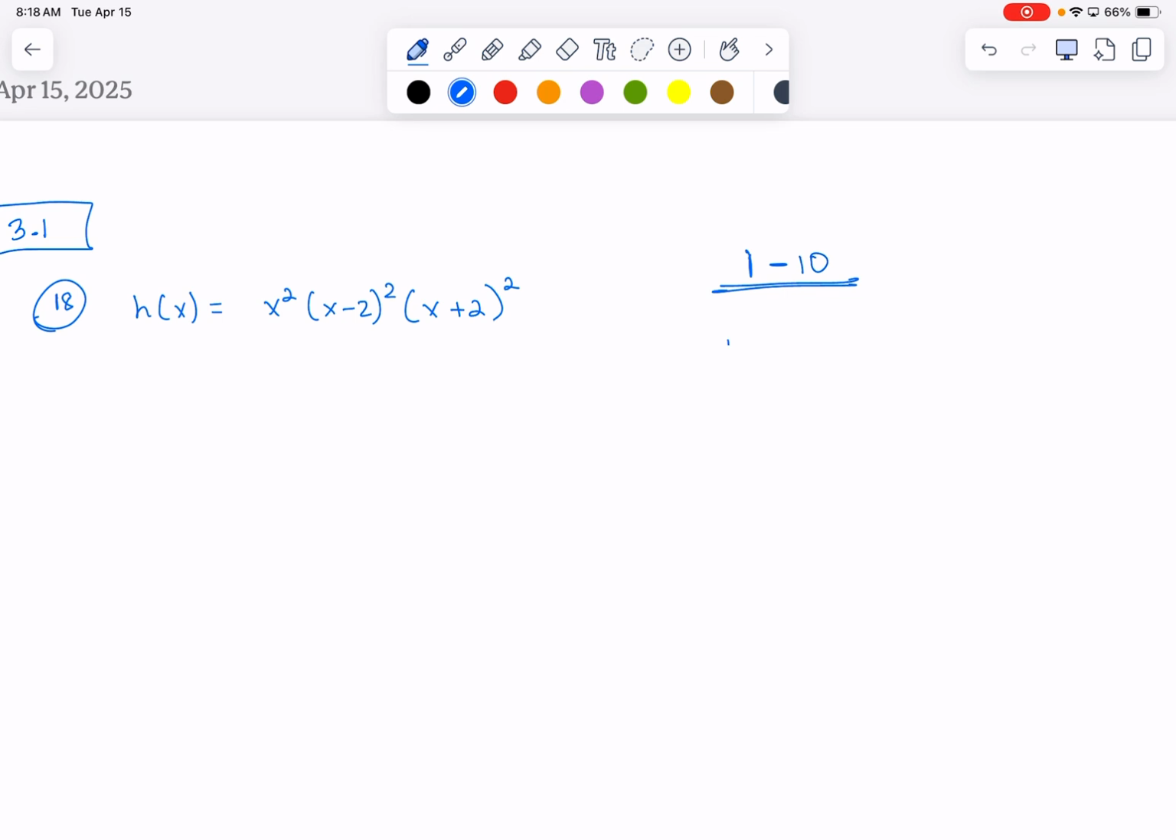You had to give the degree. You had to give the leading term. You had to give the leading coefficient. And you had to give the constant of the polynomial. So let's practice for number 18 what you did in 1 through 10 so you know how to do 1 through 10. Okay?